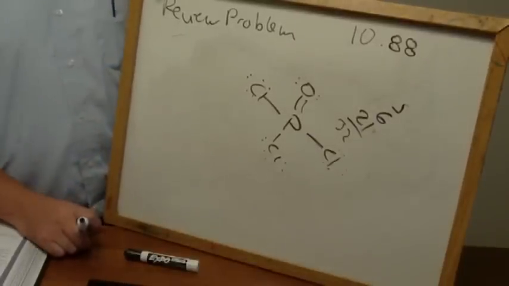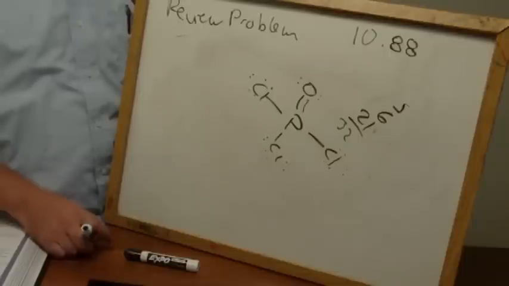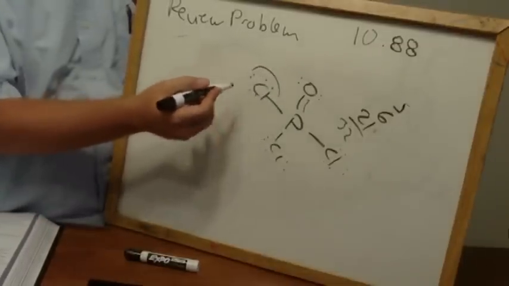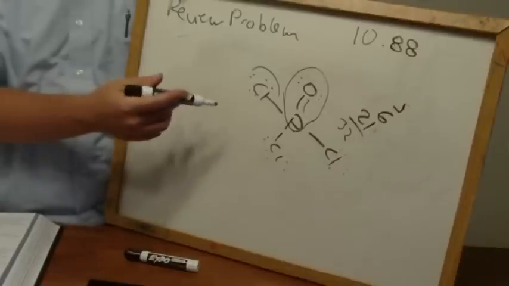So would we expect this to be polar? Yes, because the electron density is going to be pulled to the oxygen away from the phosphorus and off of the chlorine.